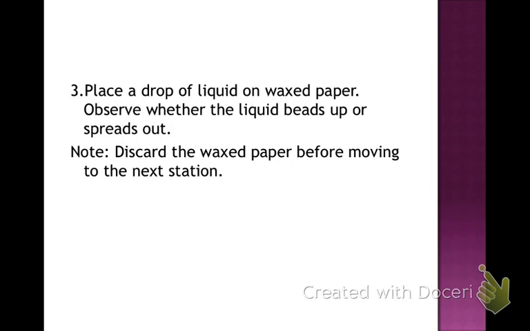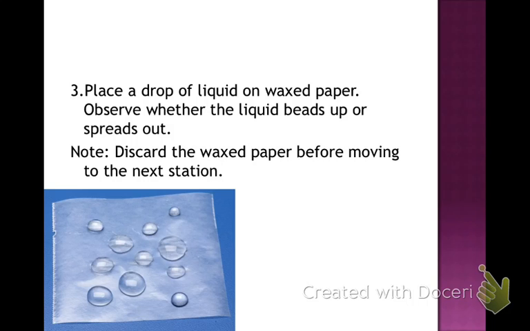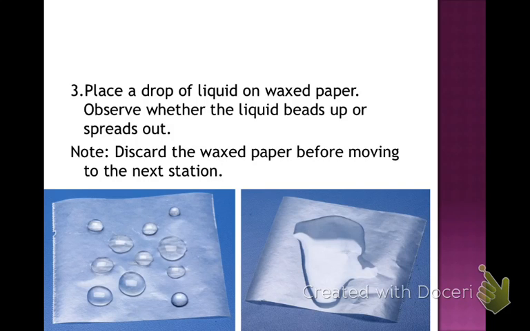Number 3 is place a drop of liquid onto the wax paper. Observe whether the liquid beads up or spreads out. Make sure you discard that wax paper before you move on to the next station. So there's going to be a total of 4 stations and 4 different solutions or different liquids that you're going to be testing here. So when you do test the drop of liquid on the wax paper, I want you to tell me if it beads up like it does on the left-hand side or if it spreads out like it does on the right.